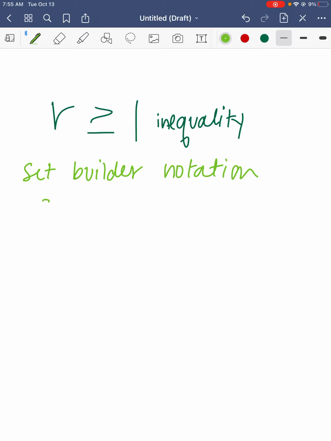Okay, so if this is your solution, set builder notation has the curly brackets. We write the variable, so r here, and then a vertical bar that says all values of r such that, and then you just write the inequality in here. R is greater than or equal to 1. So the way that you read this is all values of r such that r is greater than or equal to 1. That's set builder notation. Now let's look at interval notation.